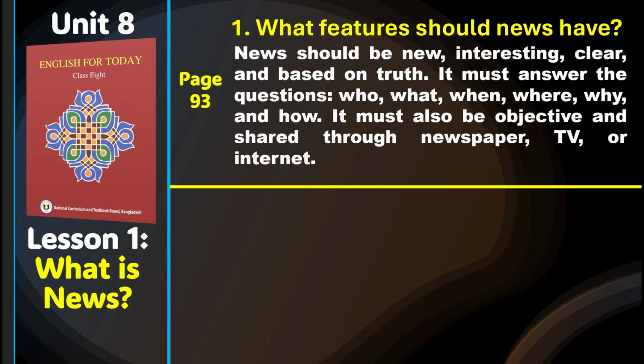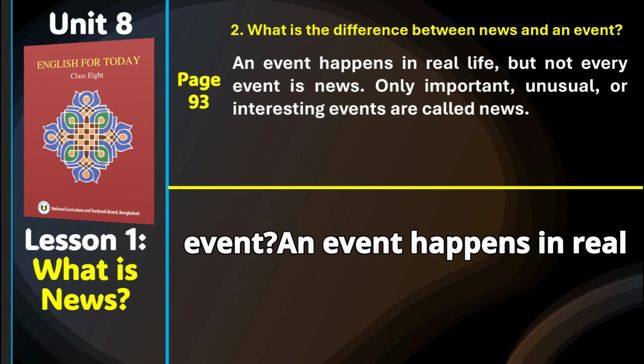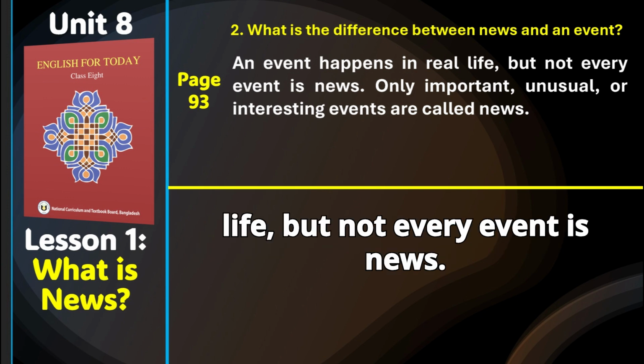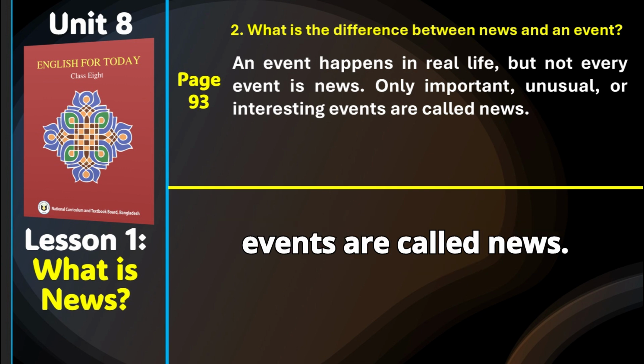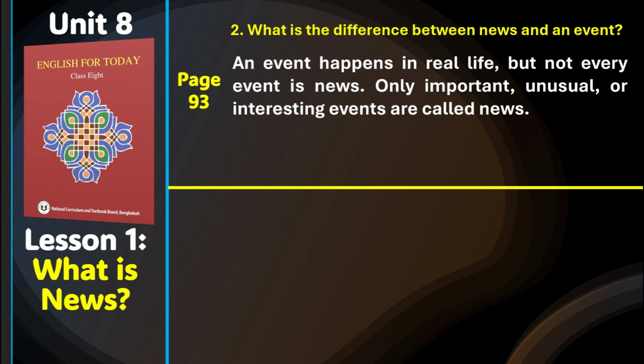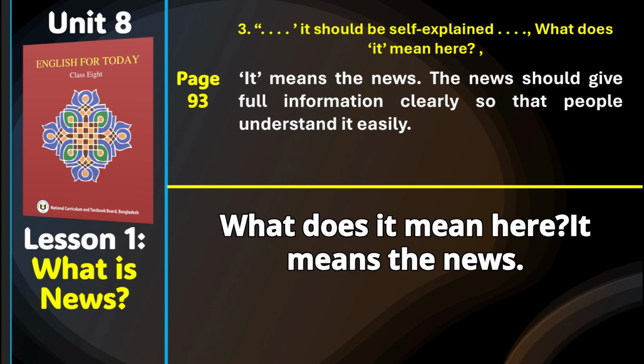Number 2. What is the difference between news and an event? An event happens in real life, but not every event is news. Only important, unusual, or interesting events are called news. 3. It should be self-explained. What does it mean here? It means the news.